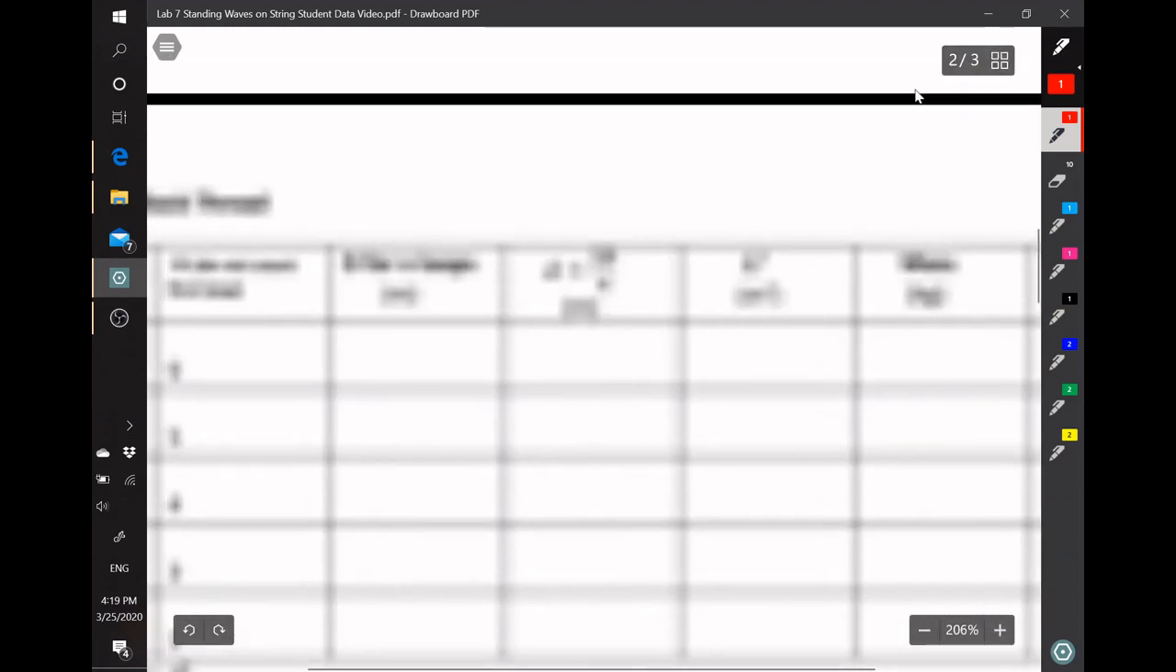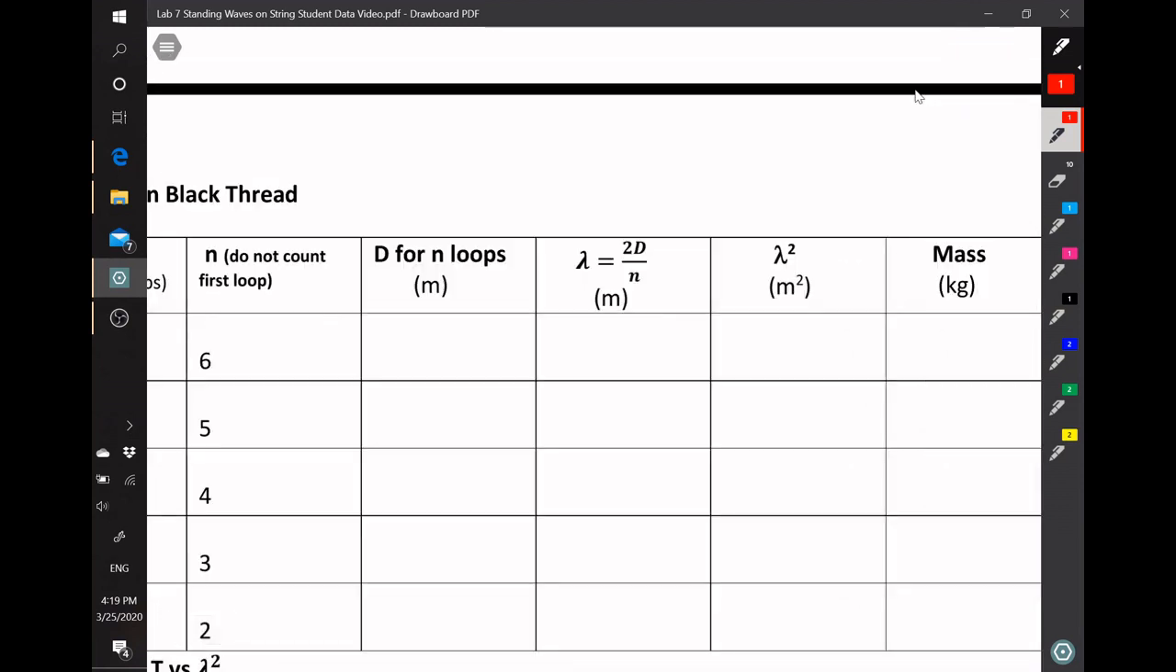The distance that we recorded for the first set was 0.97 meters. And that means the wavelength for that first standing wave will be 2 times 0.97 divided by 6. So you'll get 0.32. 0.32 squared is 0.1024. So we will record 0.1024.